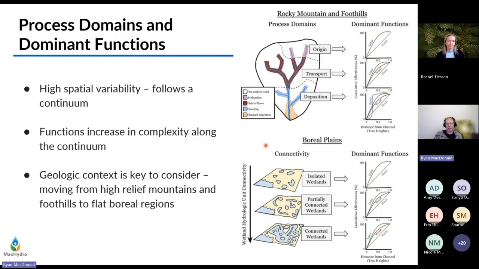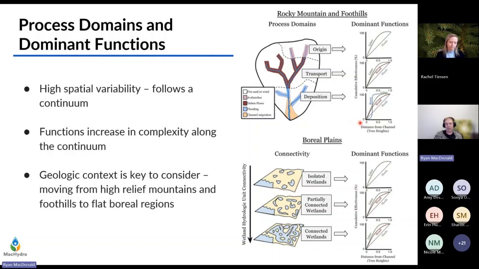It's a bit of a busy slide, but if you just look at this top image that's identified as Rocky Mountains and foothills, there are 3 plots shown on the right. What these plots are showing is, and these are conceptual, so they're grounded in an understanding, but they're conceptual plots.